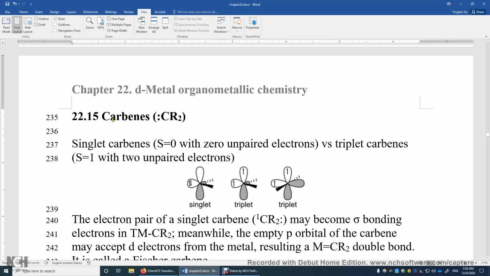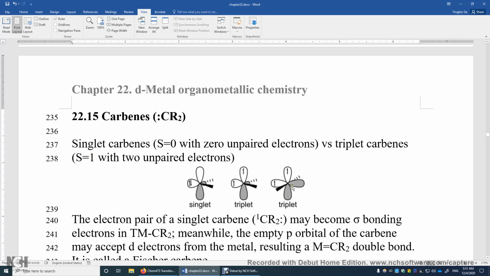Section 22.15, Carbenes. Carbenes may exist in the singlet or triplet electronic state. Singlet carbenes have an electron spin quantum number of 0, with 0 unpaired electrons. Triplet carbenes have 2 unpaired electrons. They can be alpha-alpha, beta-beta, or alpha-beta plus beta-alpha. They correspond to M sub s being -1, 0, or 1. And therefore, we have this spin quantum number S, uppercase S, equal to 1.